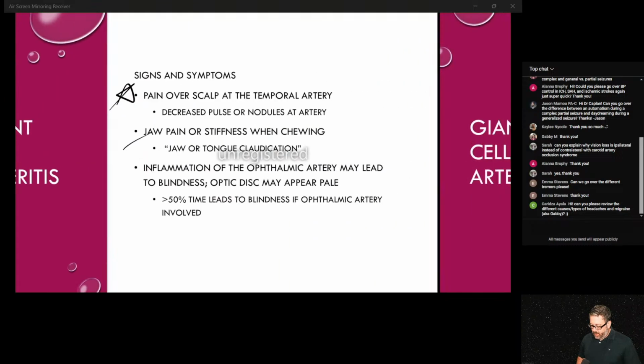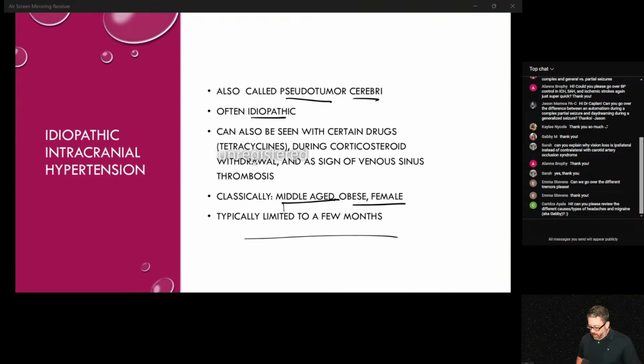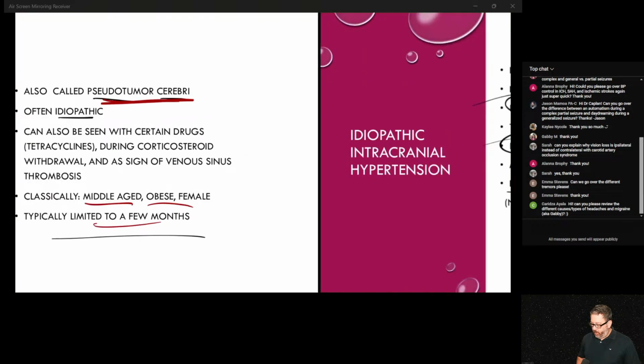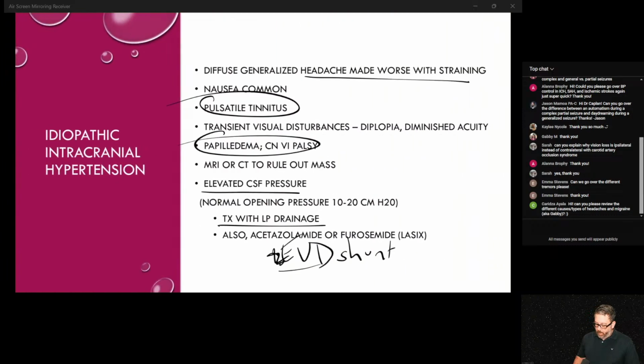Subacute tumors will do it. Giant cell arteritis. Idiopathic intracranial hypertension. This is that pseudotumor cerebri we talked about in the Kahoot. Some drugs can cause those as well, but classically middle-aged, obese female will do it, limited to a few months. Symptoms they're going to have, obviously the big one is going to be papilledema, elevated CSF pressure, and then you just get rid of that, do a VP shunt.